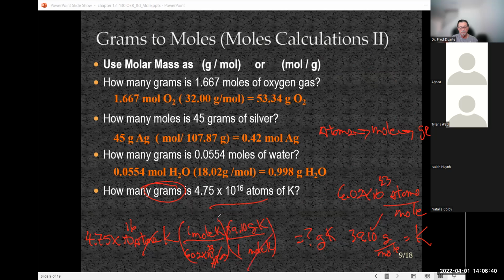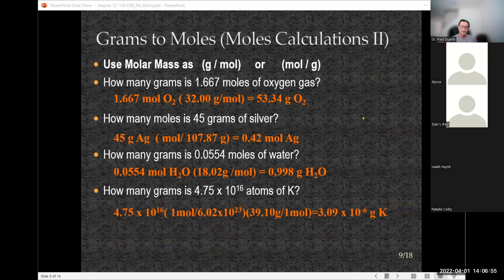So keeping track of my units, checking to make sure things cancel out, I got everything set up. My final units are in grams. And so now it's up to you to do the math. Let me clear it up. And you end up with 3.06 times 10 to the -6 grams of potassium.